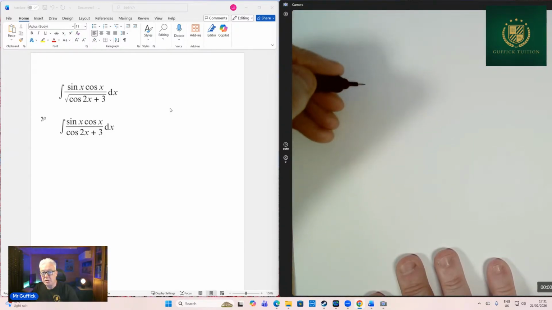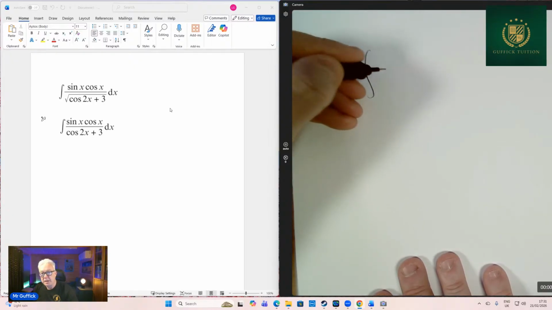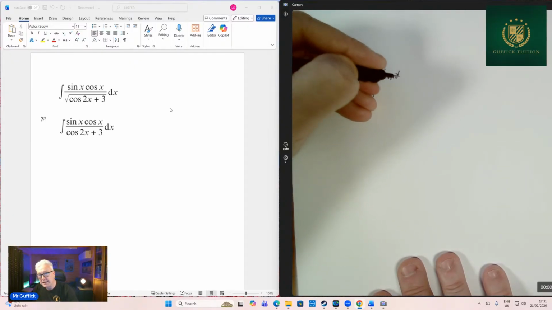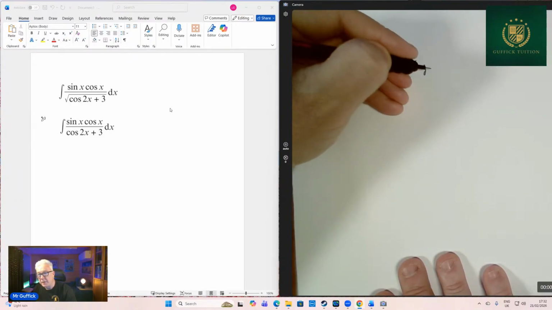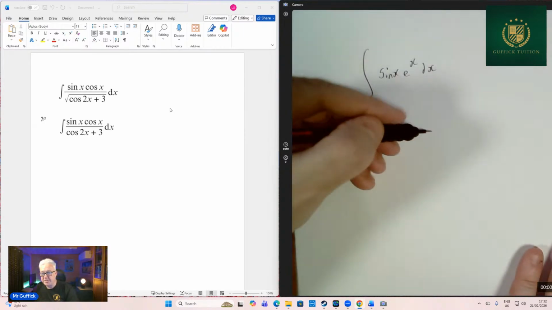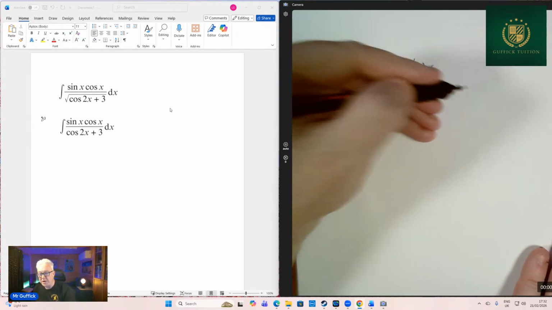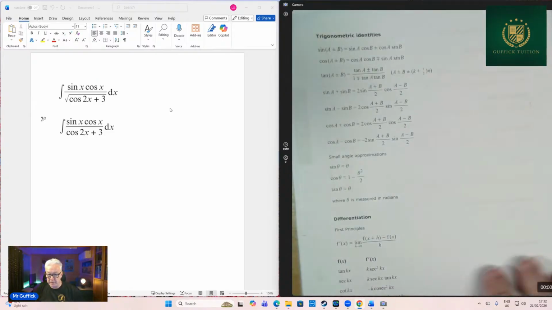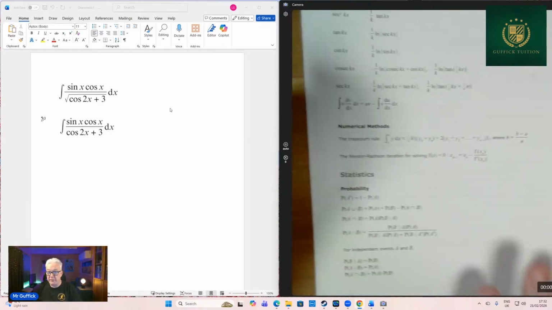So let's imagine we were going to integrate sine x e to the x by using integration by parts. Okay, so we want to integrate that one. Now, I personally like to use a little method when we're using integration by parts. We don't know which bit's going to be the u and which bit's going to be the v dashed. In fact, let's just have a look at our integration by parts formula from the formula booklet.